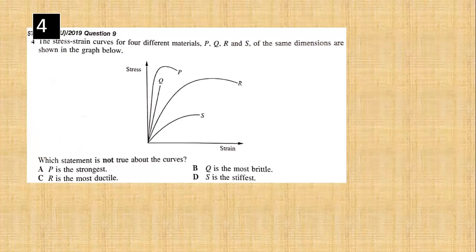Okay, what's the answer for number 4? The stress strain graph for 4 different materials P, Q, R, S of the same dimension are shown in the graph below. That means same area, same length. Which statement is not true about the curve? Right? You want not true.